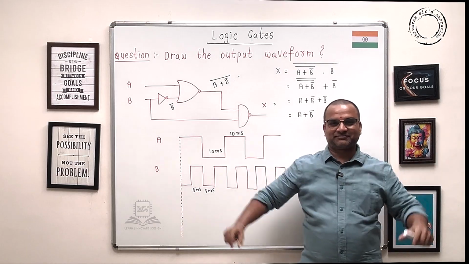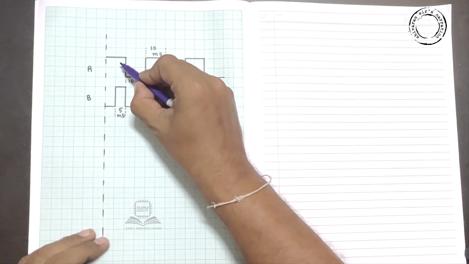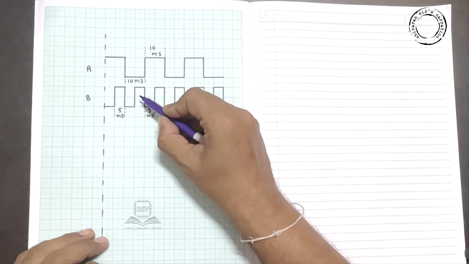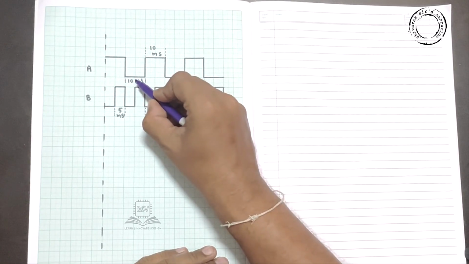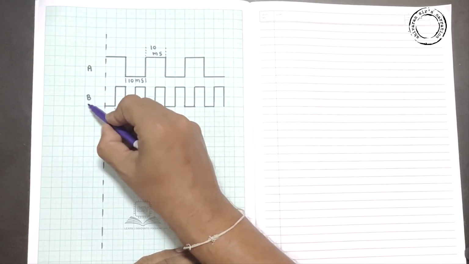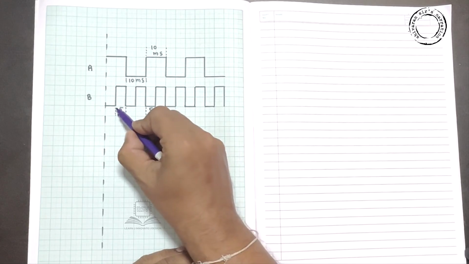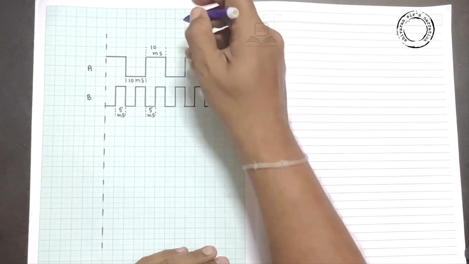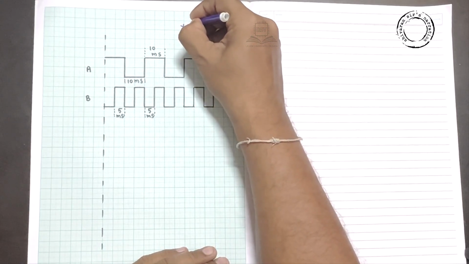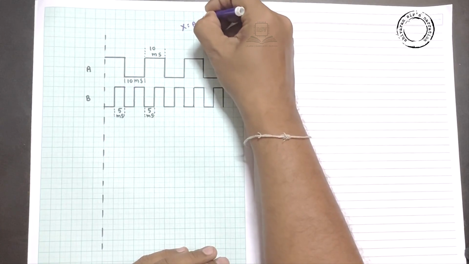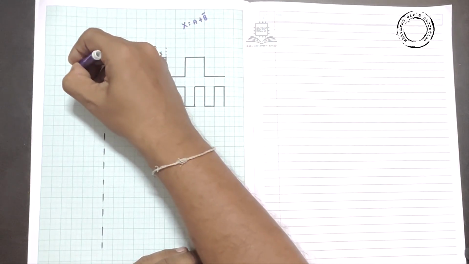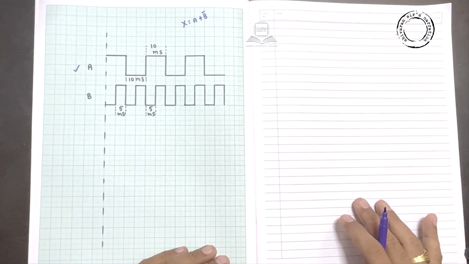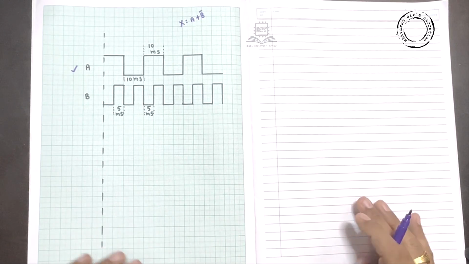Here the inputs are A, B, whose input A time period is 20 milliseconds. So 10 milliseconds, 10 milliseconds. Whereas B is 10 milliseconds, so it's 5 milliseconds, 5 milliseconds. Okay. Now as per the design, we got the output X as A plus B bar. Anyway, A input is available. We want to know regarding B bar. B bar is simply the inverse of B.